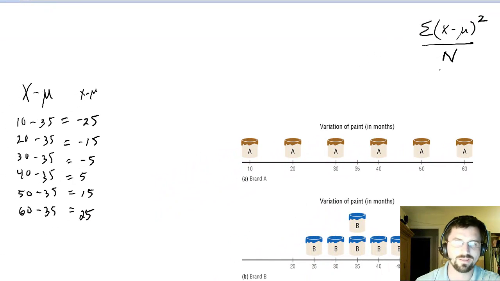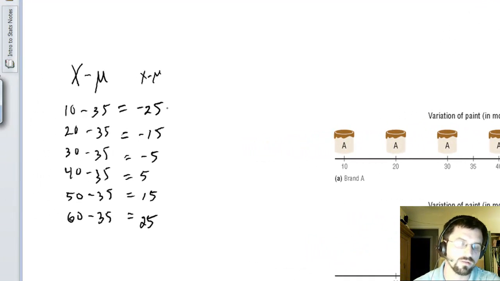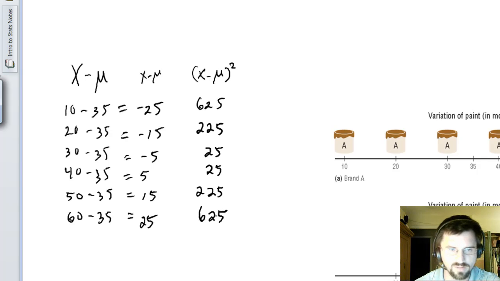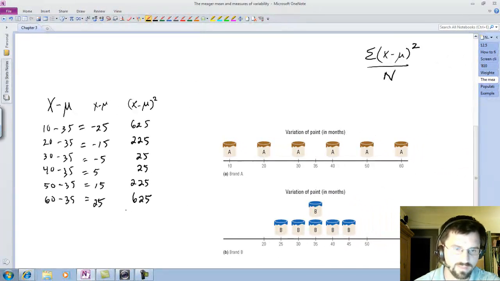So what does that mean? Well, we have the differences, but instead of finding the average of the differences, we're going to find the average of the differences squared. So we're going to find the average of the squares of the differences. So I'm going to take this result here and square it. So I get 625. And you can see by squaring it, I get rid of the negatives, and then when I add them up, I no longer get a 0.